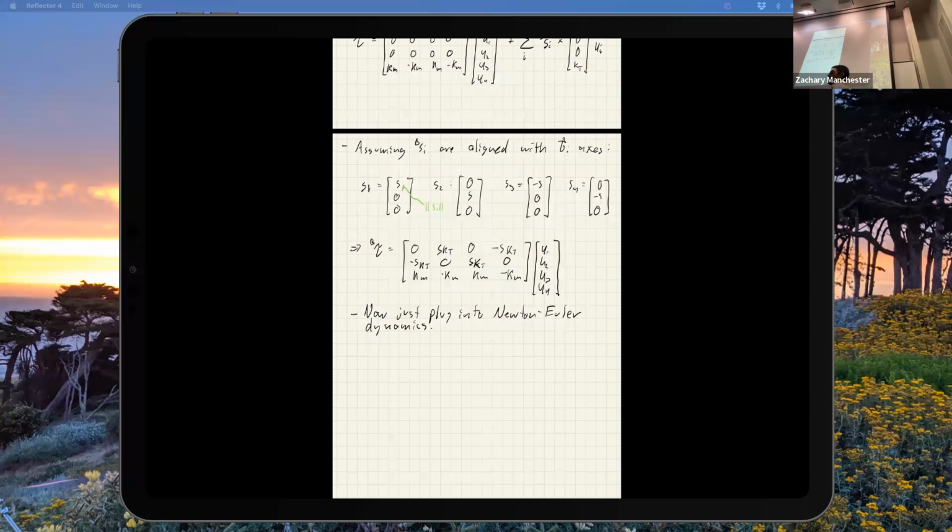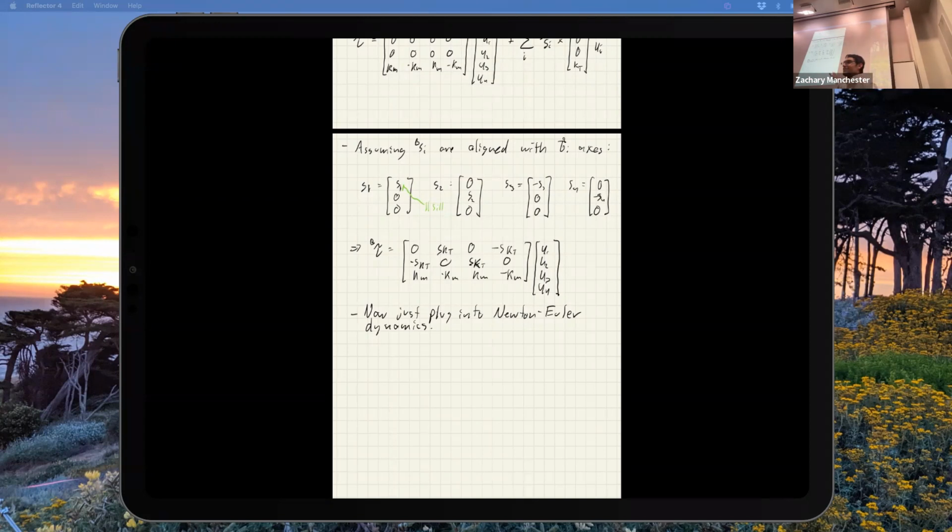Is S in that S1 vector the same as S in S2? Oh yeah, not necessarily. So I should probably number those. S1, S2, S3, S4. But probably these are all the same, or at least two of them are the same and the other two are the same, that kind of thing, right? Based on what your quadrotor looks like.